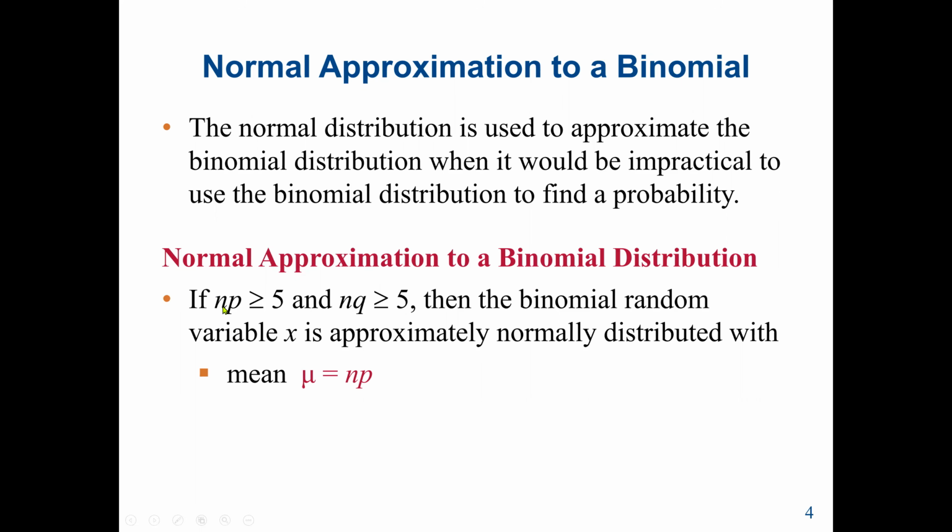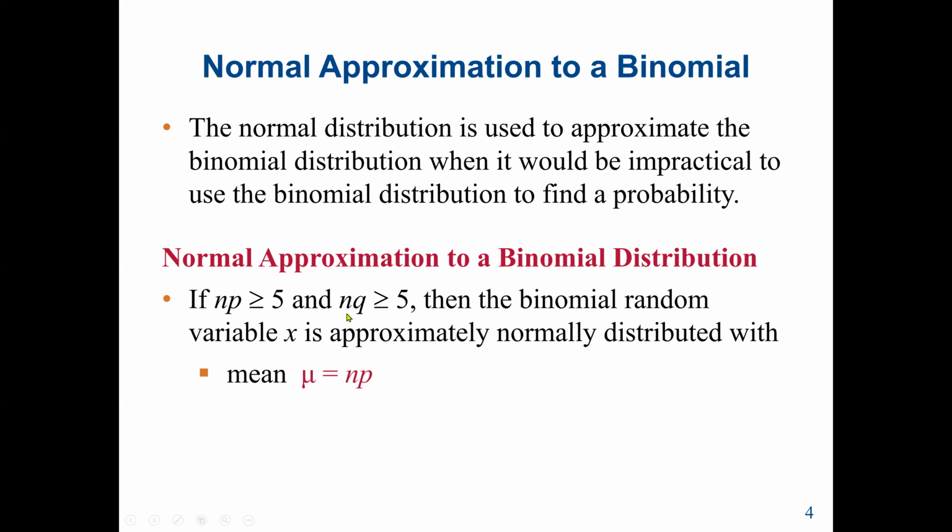Again, n represents the size of the sample, p represents the probability of success, and q represents the probability of failure, as we know from the binomial distribution. Some textbooks say n times p times q should be greater than or equal to 5, or np greater than or equal to 5 and nq greater than or equal to 5. Everything depends on the sample size.